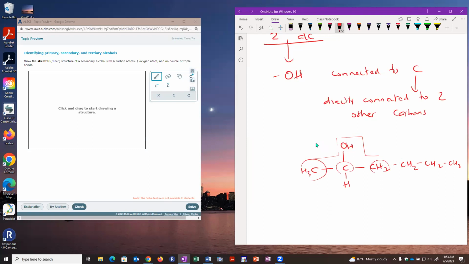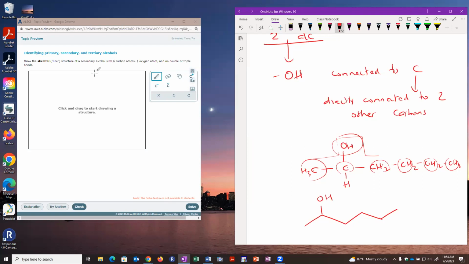All right, so I have my 6 carbons, 1, 2, 3, 4, 5, 6. My H's are there, and then my oxygen here as part of the alcohol. There aren't any double or triple bonds. So if I need the skeletal structure for this, I have 1, 2, 3, 4, 5, 6 across the middle, and then my OH right there.